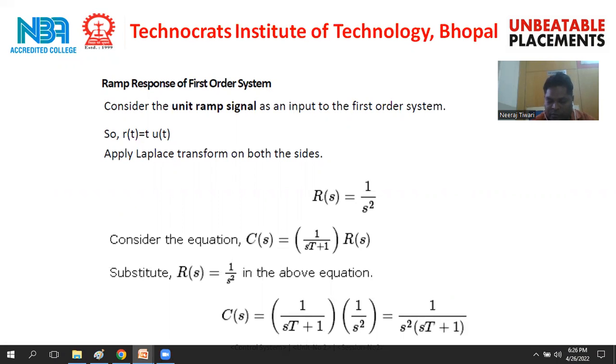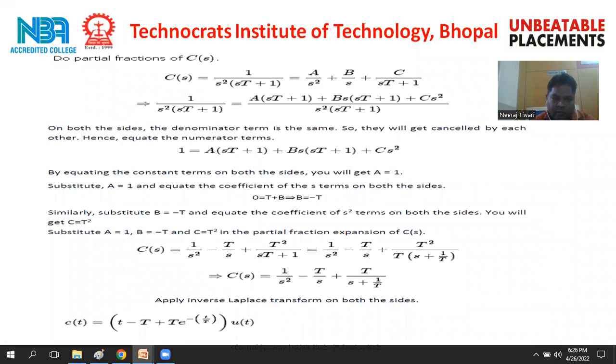Now we will solve this equation with the help of partial fractions. We will find the coefficients A, B, and C. After finding the coefficients, the value of A is equal to 1, B is equal to minus T, and C is equal to T square. Now putting the values of A, B, and C, the result will be C(s) is equal to 1 upon s square minus T upon s plus T upon (s plus 1 by T). Now taking the inverse Laplace transform.